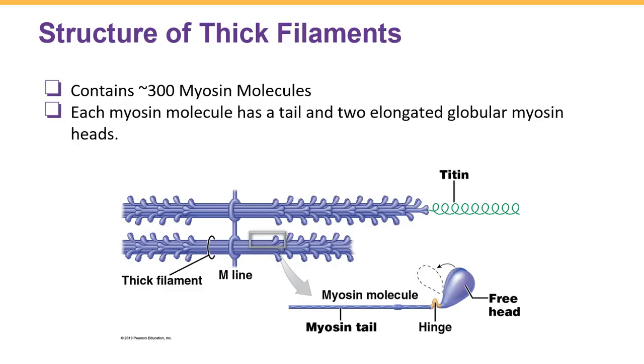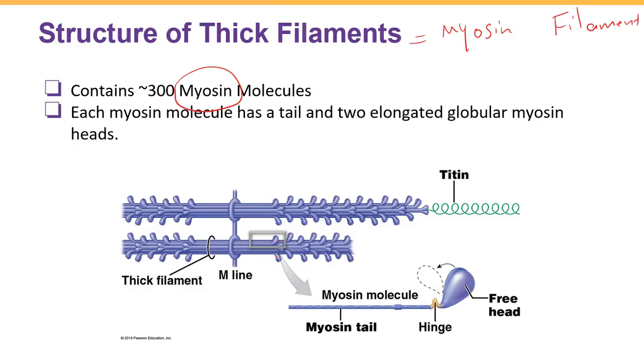Now let's talk about the structure of the thick filament. The thick filament contains only one type of protein, which is easy to understand. The thick filament is called a myosin filament. It only has this main protein, called myosin. Each thick filament contains around 300 myosin molecules. For each myosin molecule, as you can see here, we can define a tail and two elongated globular heads. All of these tails stick together and form the thick filament.